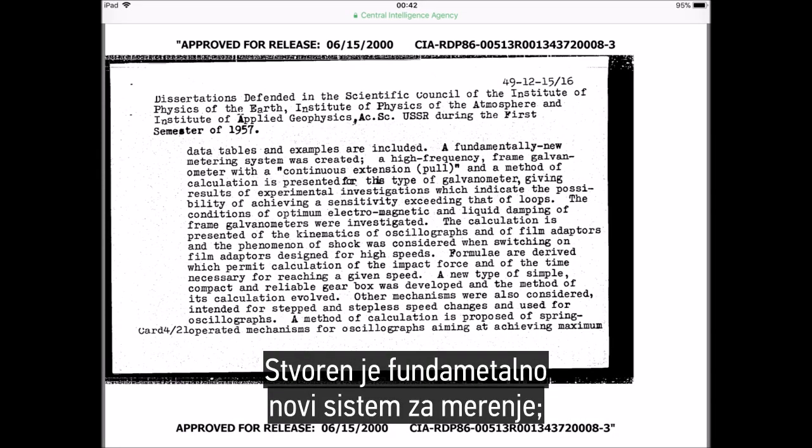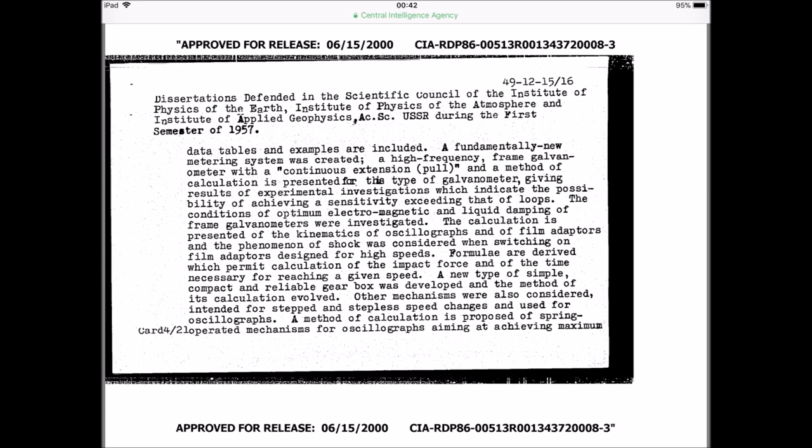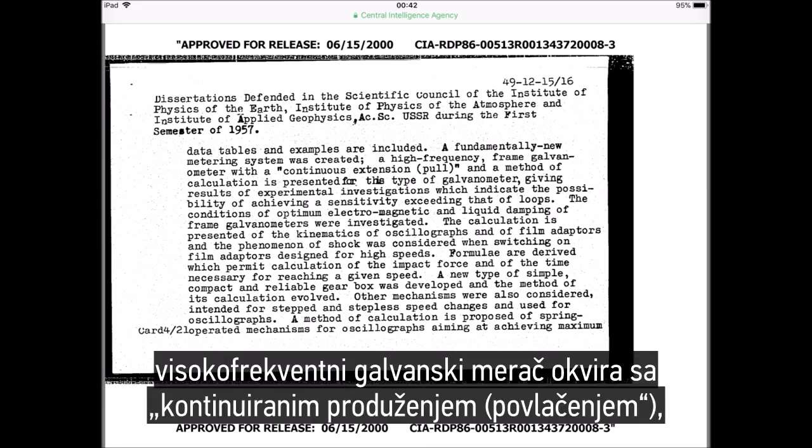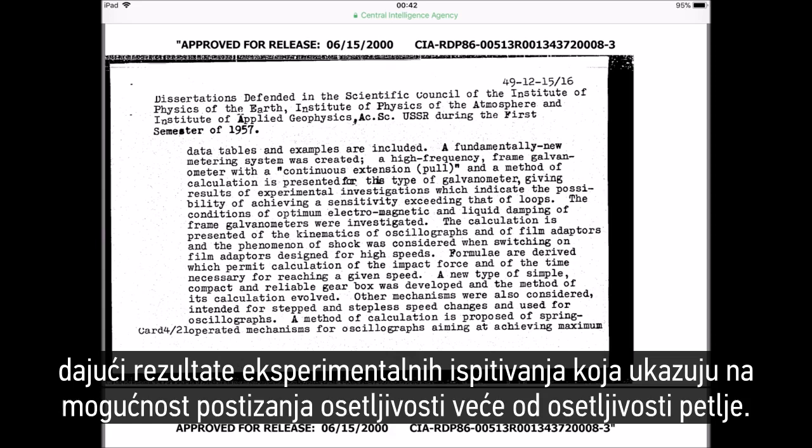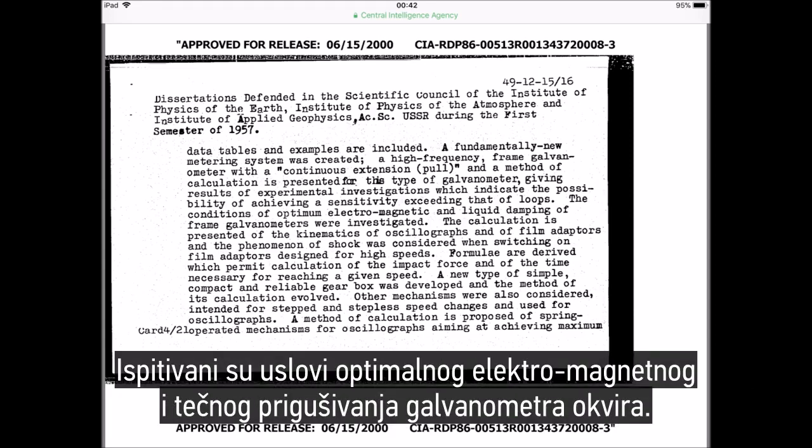A fundamentally new metering system was created. A high-frequency frame galvanometer with a continuous extension pull and a method of calculation is presented for the type of galvanometer, giving results of experimental investigations which indicate the possibility of achieving a sensitivity exceeding that of loops. The conditions of optimum electromagnetic and liquid damping of frame galvanometers were investigated.